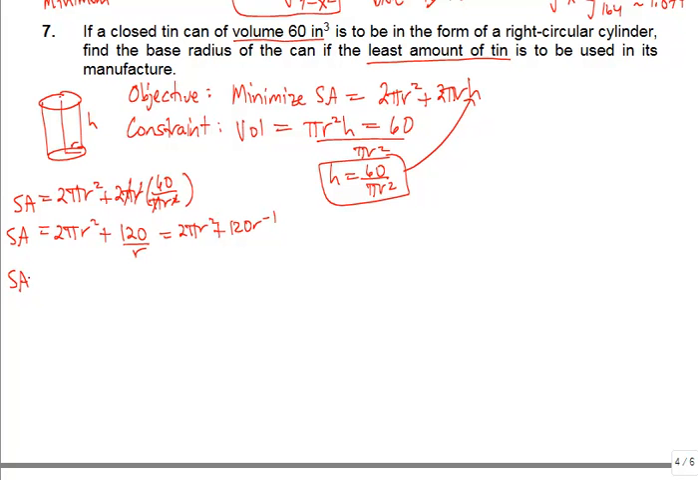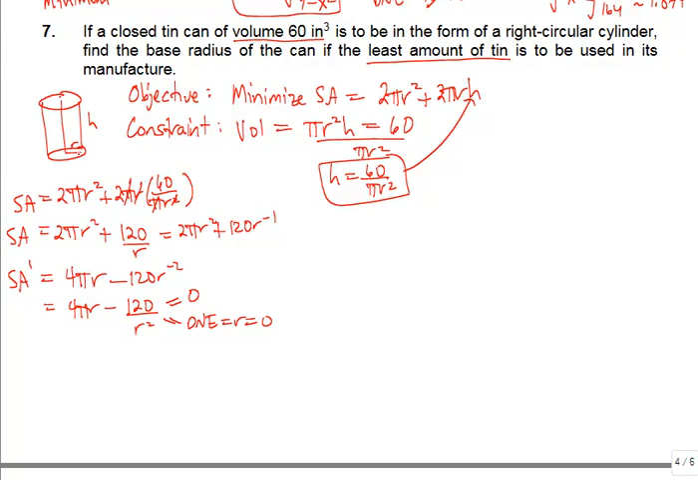Let's take the derivative to find those critical points. So the derivative of 2 pi r squared, remember 2 pi is a constant, so when I bring that square down, it's going to become 4 pi, and the power on the r just becomes 1. Then the derivative of 120r to the -1 becomes -120r to the -2. So this is 4 pi r minus 120 over r squared. And this is 0 or DNE. It will become DNE when that denominator is 0, which is going to happen if r is 0.